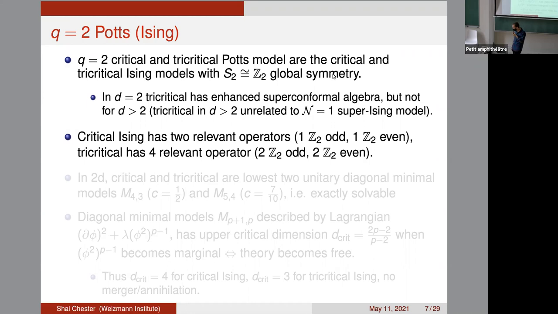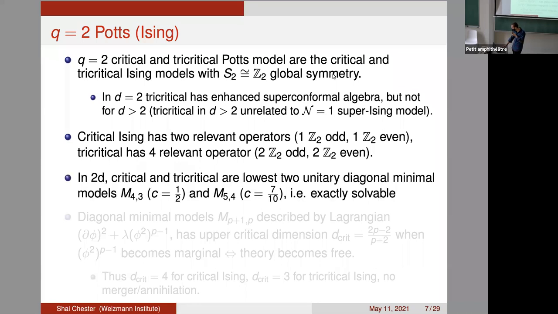The critical Ising model has two relevant operators, one which is Z2 even, one which is Z2 odd, whereas the tricritical Ising model has four relevant operators, two Z2 even, two Z2 odd. In two dimensions, the critical and tricritical theories are the lowest two unitary diagonal minimal models. And so these are basically the simplest CFTs you can possibly write down which are interacting. This is just a certain labeling scheme, and their central charge is 1/2 for the critical Ising model and 7/10 for the tricritical Ising model. And so the important fact is that these are completely solvable theories. So we know everything about the 2D Ising and tricritical Ising models.